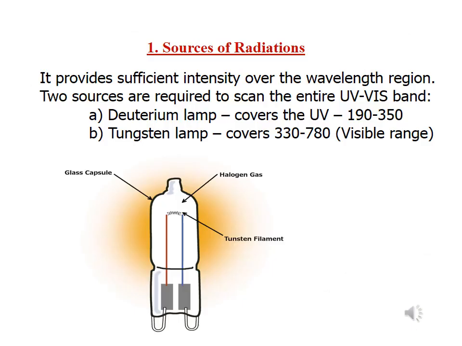Now the next part is the components of the UV visible spectrophotometer. The first part is sources of radiation. The sources of radiation are the lamps which provide the ultraviolet radiation or the visible radiation. If we want ultraviolet radiation, we can use the deuterium lamp because it covers the range 190 to 350 nanometer. If we want the visible range, we can use the tungsten lamp. It covers 330 to 780 nanometer.